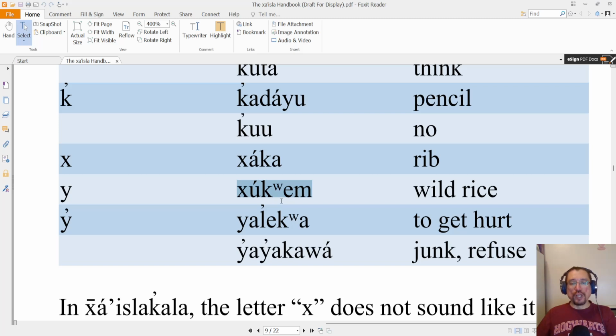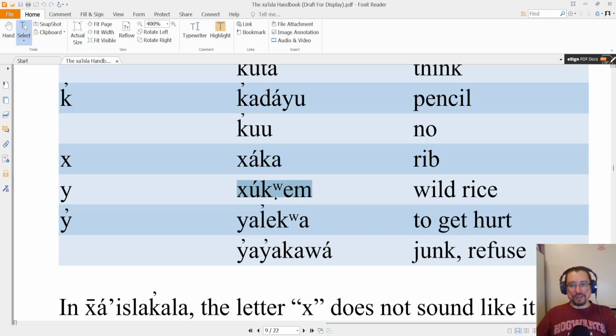And then we have huquum. Huquum, which is wild rice. It actually refers to the grains. So the grains are actually underground. So when you pull them up, that's huquum. The plant itself is called huquas.